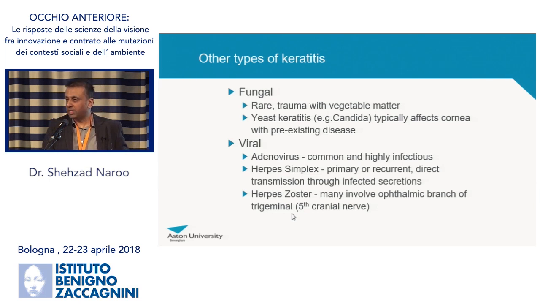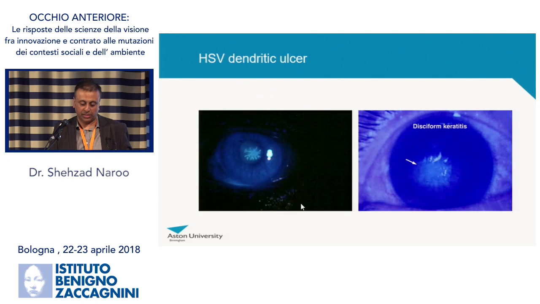Herpes simplex and herpes zoster are less contagious, and herpes simplex is linked to people who have these problems on the lips. Sometimes they have that, and often this sort of thing can affect the eye as well. And the herpes zoster is usually in older patients.